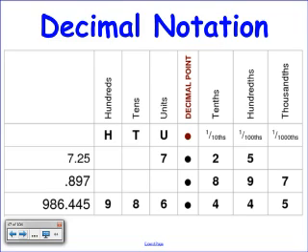Right. Decimals. A couple of weeks ago we talked about integers and place values, and if something was under this column, it represented hundreds. So in this instance, this number at the bottom, that would be 900.